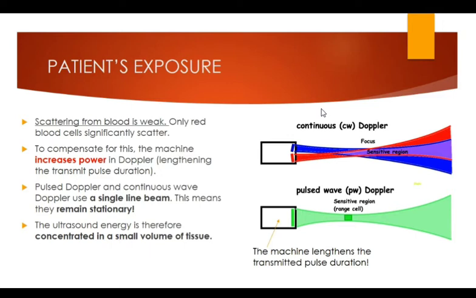So when the machine goes into Doppler, it has to do something to compensate for this weak scattering area that we're interested in. What the machine does is increase the power in Doppler, and it does this by lengthening the transmit pulse duration. Pulse Doppler and continuous wave Doppler are using a single line beam, and it's not a single line beam stepping from one side of the screen to the other as it builds up a color image. It's actually stationary.